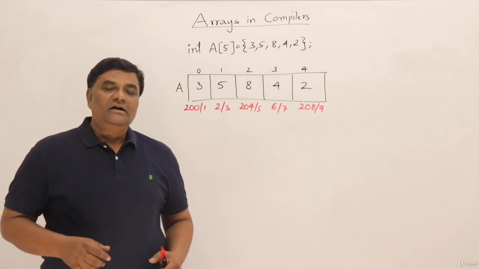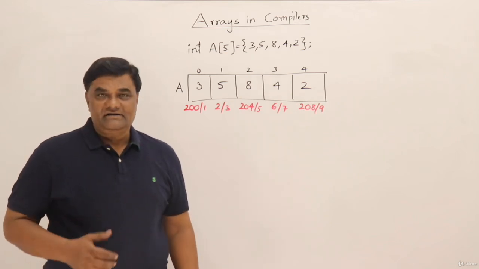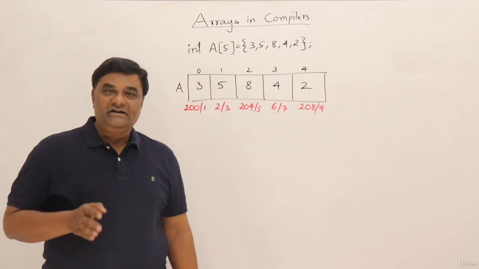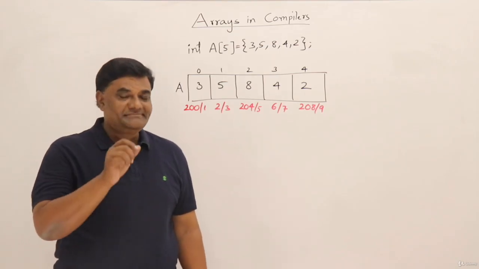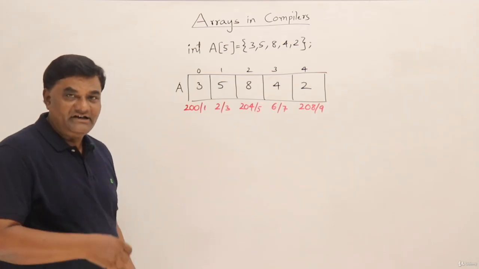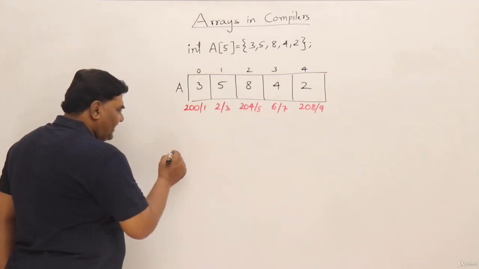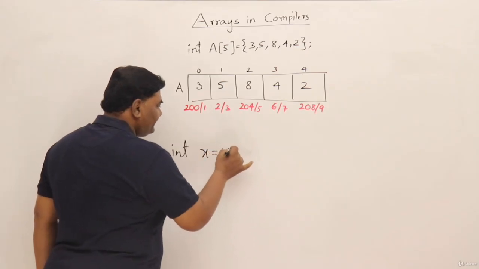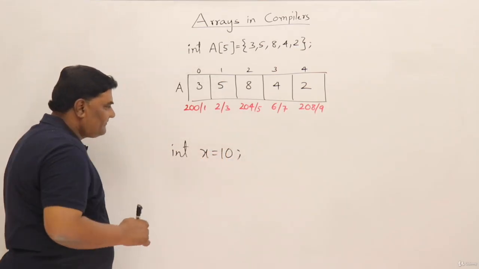Now let us learn how a compiler handles or manages arrays. So what are the issues that it has to deal with? For explaining that, I will take an example of a simple variable, that is a scalar variable. In our programs, we use variables as names for representing some data.